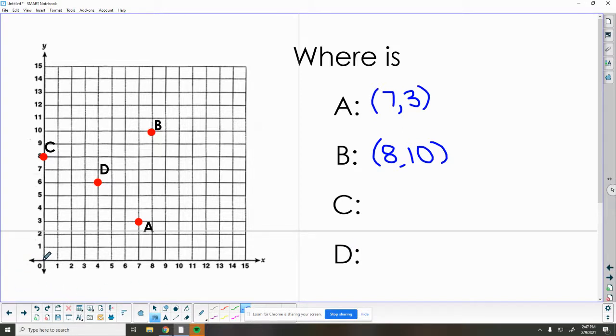So over, we don't have to go over anything to find C. So it's just on 0. So it's on the y-axis 0, and then we go up to 8. So it starts on 0. So that means we don't go over, but we go up 8. Then our last one here, see if you can locate D. So we want to go over 4, up 6.